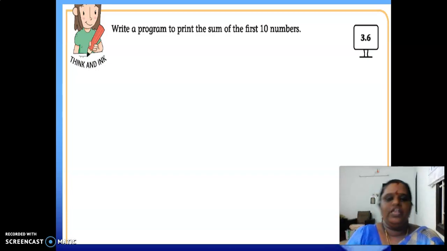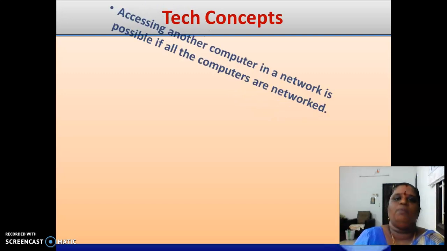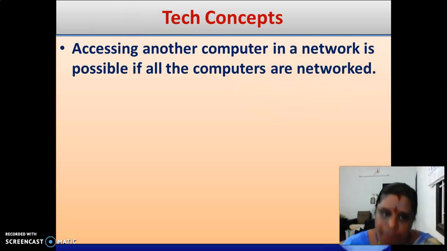The next concept we are going to see is the tech concept. In this tech concept, we are going to see about accessing another computer. Accessing another computer in a network is possible if all the computers are networked. We saw in chapter 2 the tech concept of networks, right? We have several network topologies like bus topology, ring topology, star topology and all.